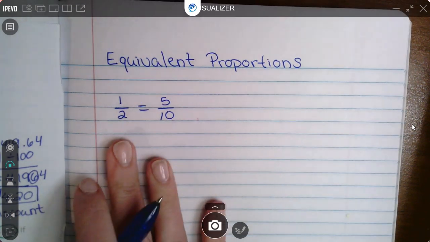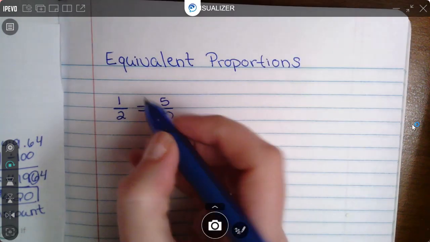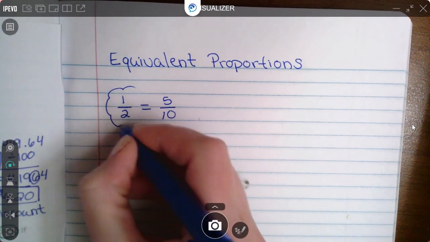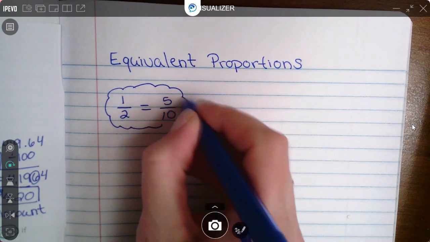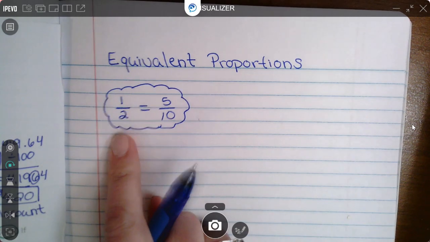Again, we will be using proportions to solve for a missing side of a shape in our similar figures unit, so you would have a variable involved and all that, but for right now we're just using numbers to keep it simple. So I'm going to bubble this in because this is my starting point, okay? So I have 1/2 equals 5/10.